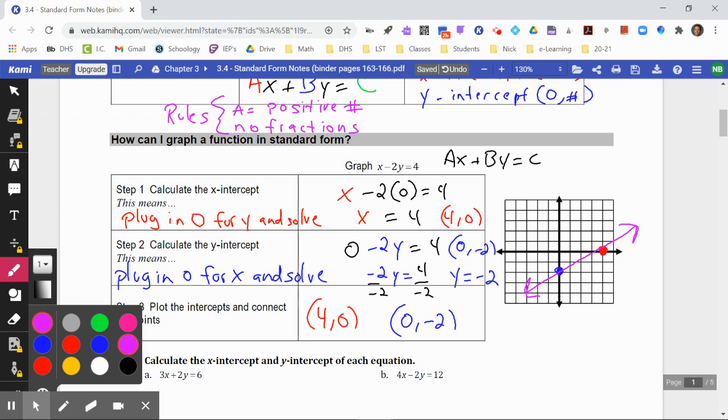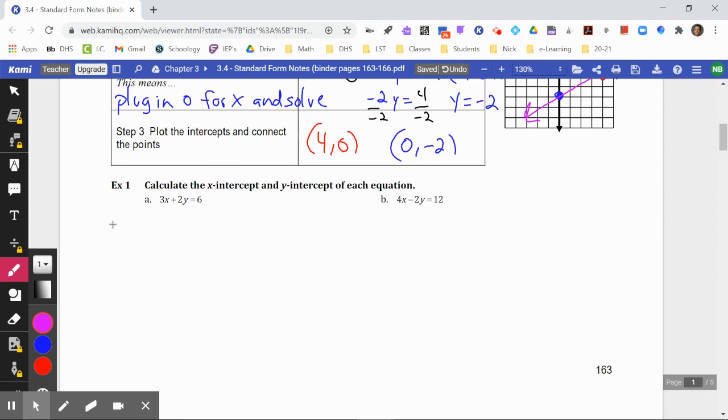That's how we're going to graph equations that are written in standard form. And if you notice, in standard form we're missing something, and that is a slope. We're not given a slope, and we don't need to find a slope, because we have an x-intercept and a y-intercept, we have our 2 points. All right, so now let's go ahead and practice here.